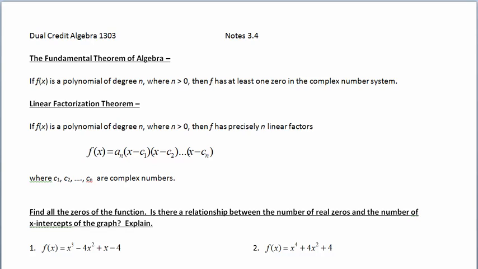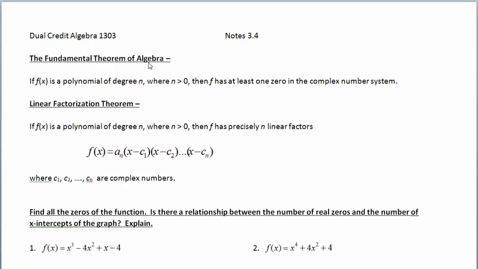Alright, let's take a look at notes 3.4. In this section we're going to be looking at the fundamental theorem of algebra and the linear factorization theorem. Okay, these sound kind of scary, but once we start doing examples it won't seem so much.